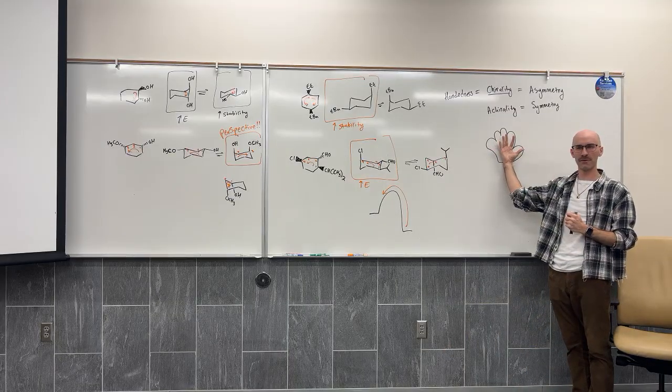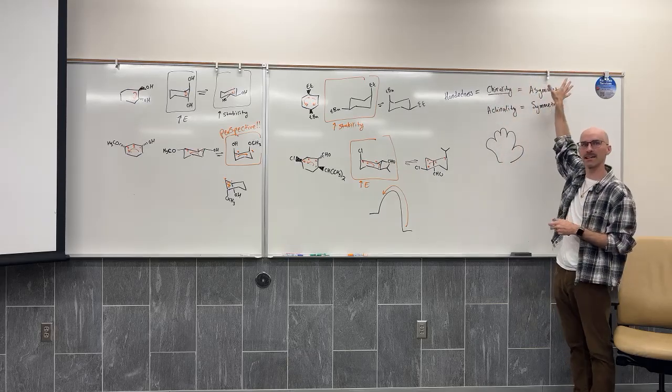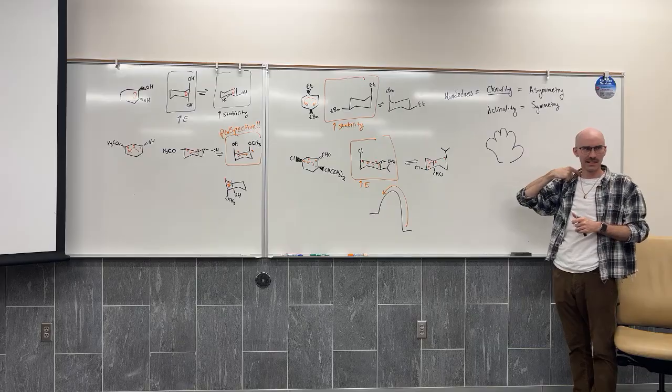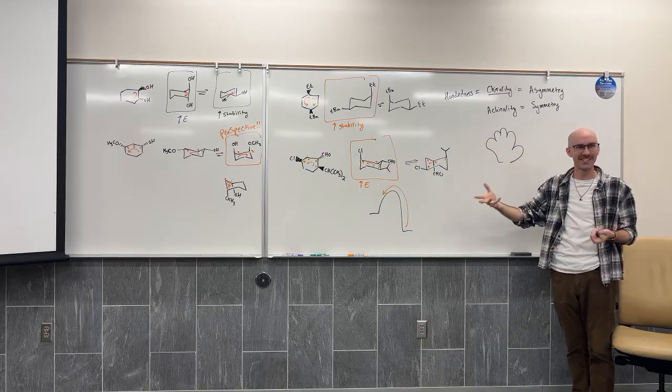Okay, if handedness is where the word chirality comes from, and chirality tells us about the lack of symmetry, then why can either of my hands fit in here? Doesn't that kind of lean into symmetry?